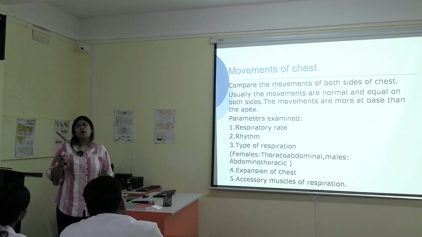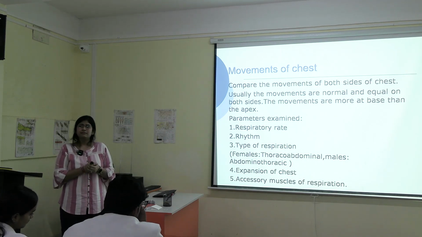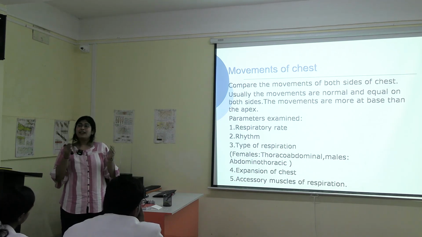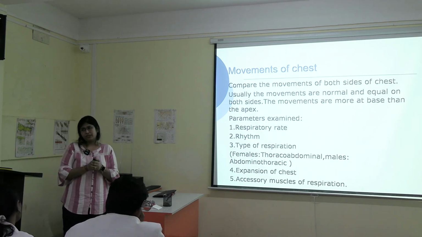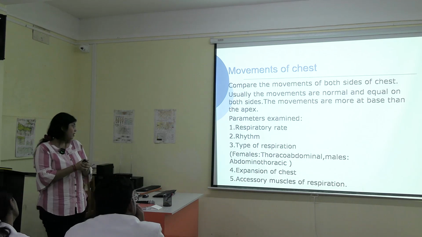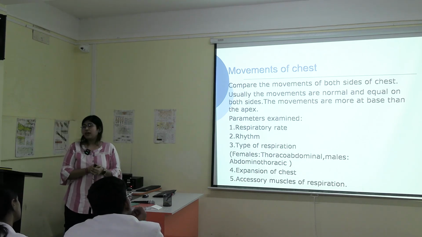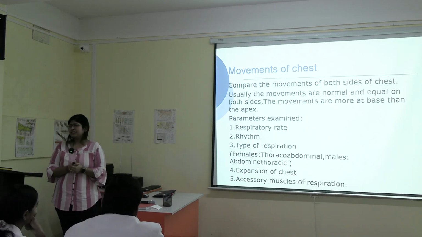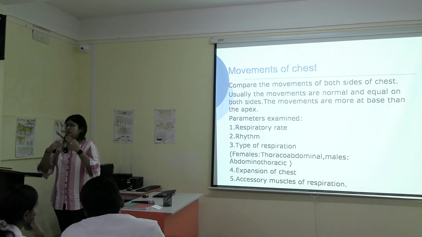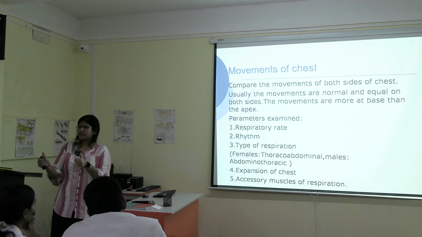Now, let's go for type of respirations. You know, thoraco-abdominal. What do you think it is? Thorax, abdomen. More involvement of thorax than abdomen. And the reverse, okay? Abdominothoracic. In females, we see thoraco-abdominal. In males, we see abdominothoracic. Can you please look for that in yourself? All good, boys? Abdominothoracic?